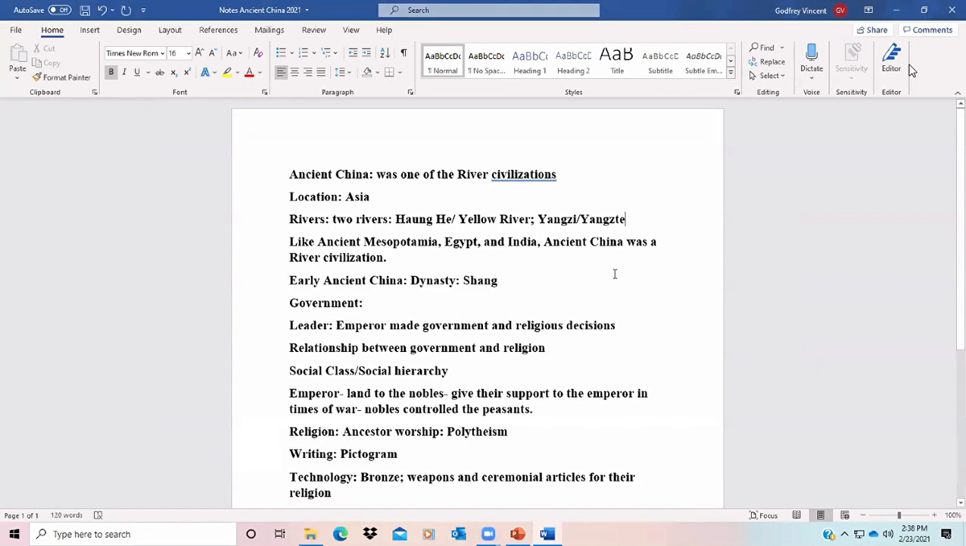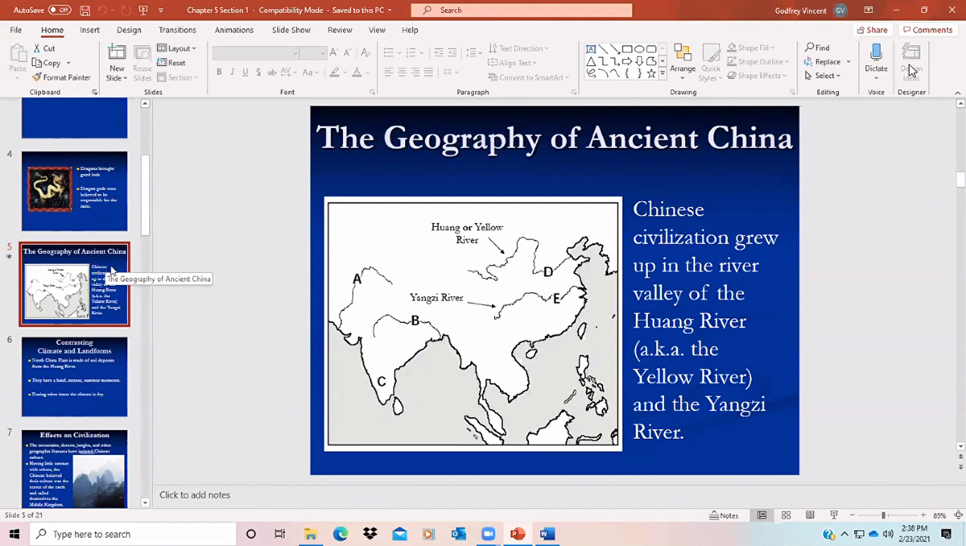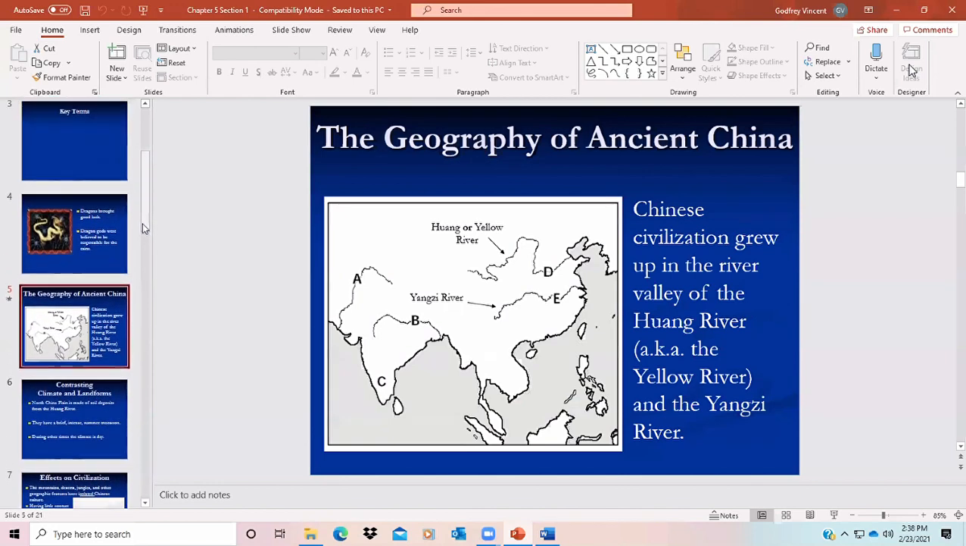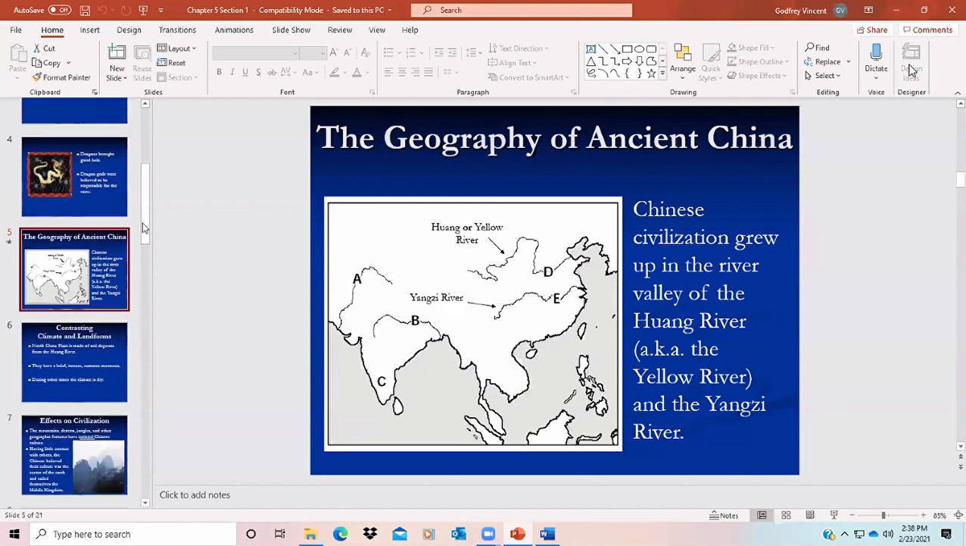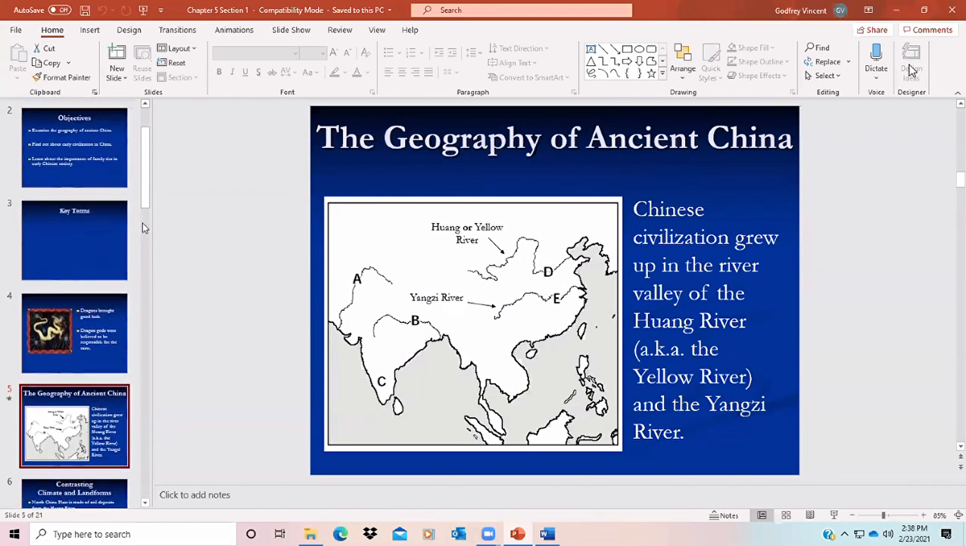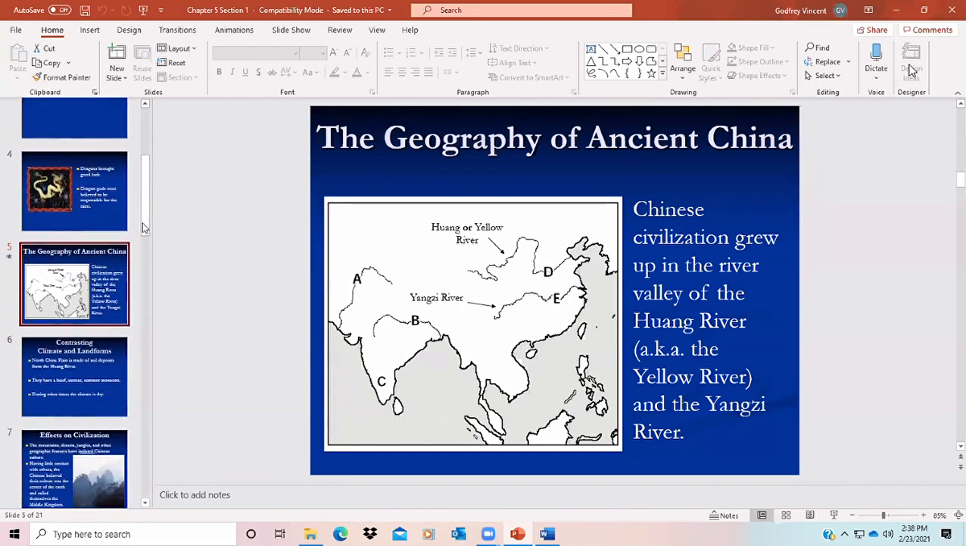So where did we see two rivers? Anyone can answer. Where did we see two rivers, and name the rivers? Mesopotamia, and what were those rivers? Come on, the Tigris and the Euphrates. And where again did we see two rivers? Ancient India, right? The Indus and the Ganges. Egypt had one, but two tributaries.